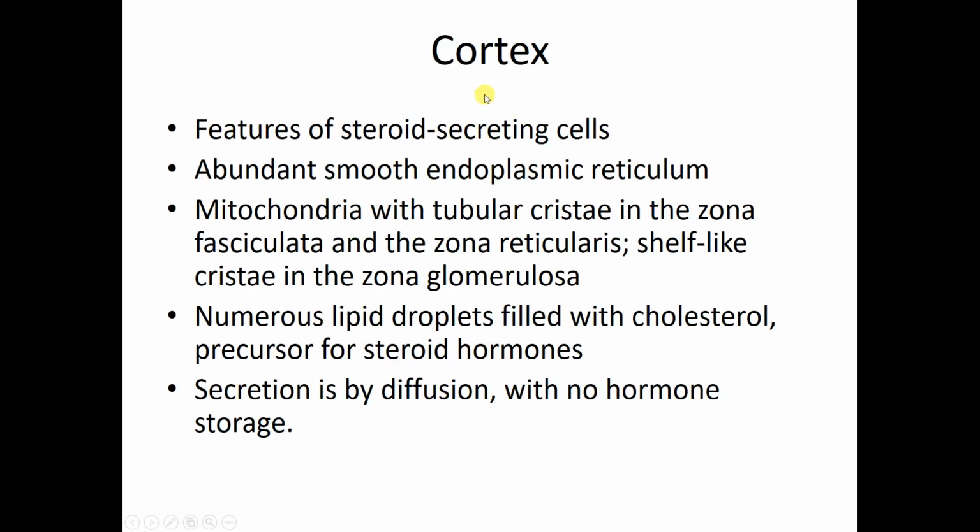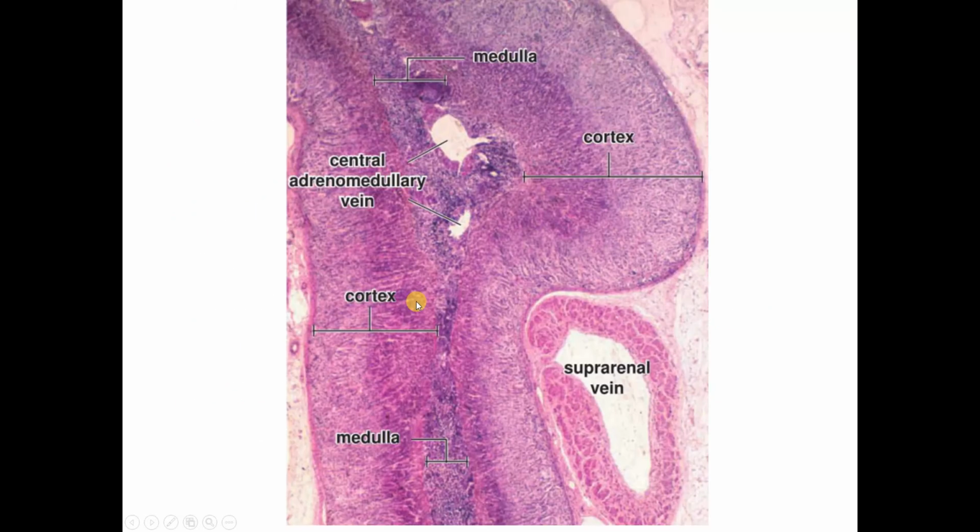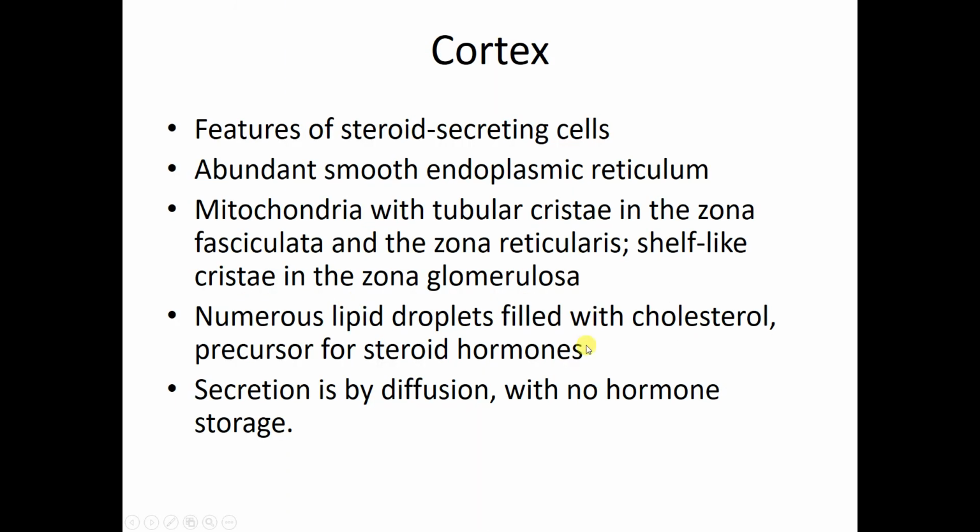So, the cortex. The cortex is composed of steroid secreting cells, and they are subdivided into three zones of the cortex: zona fasciculata, zona reticularis, and zona glomerulosa. We'll discuss them a little later. Then there are numerous lipid droplets filled with cholesterol, the precursor for steroid hormones. We discussed it a little bit.